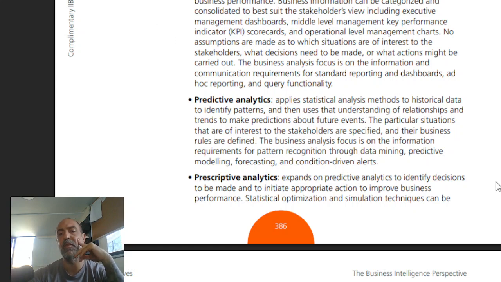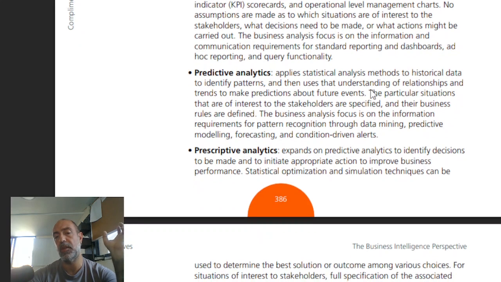In descriptive analysis, you don't predict, right? So they're splitting it. Because when you're doing descriptive analysis, your goal is just to describe basically historically what has happened. You use the data, you use your skills, and you do that. Predictive analysis applies statistical analysis methods to historical data to identify patterns and then uses the understanding of relationships and trends to make predictions about future events.